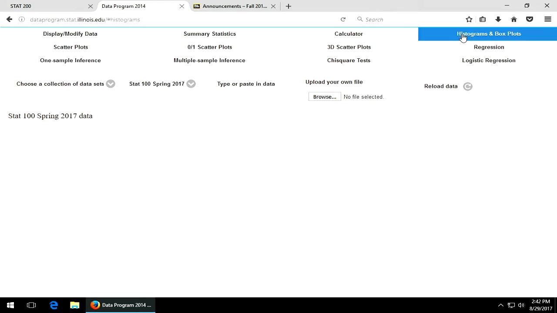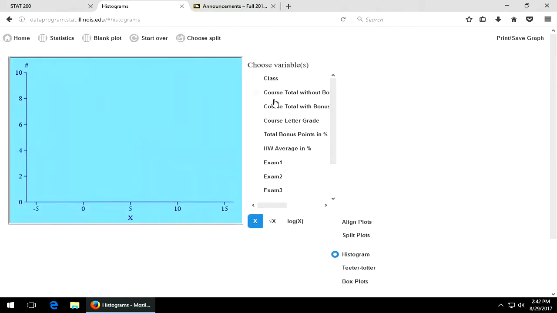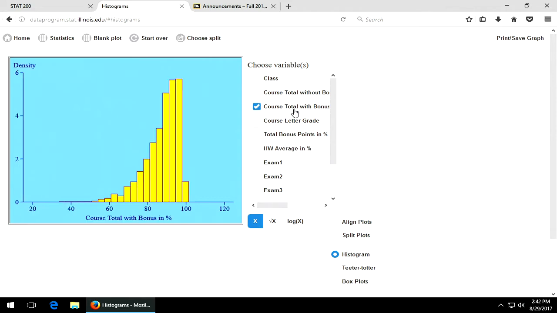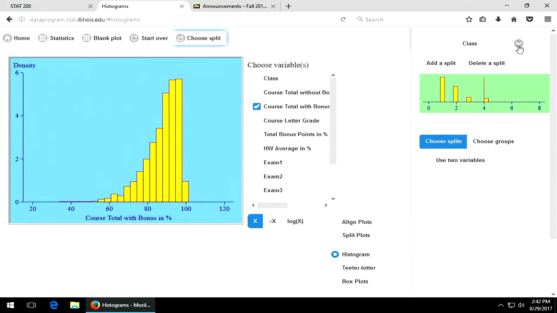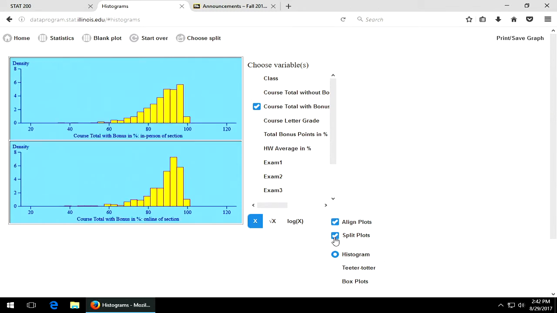Let's first look at histograms and box plots. Why don't we just go to the end of the course. Course total with bonus. This is what your grade is going to be based on, all right? So this is going to be a numerical variable. This is what you get at the end. So let's look at that. This is the Stat 100 grades, and we want to choose a split on the section. More people took the in-person, and this is the online. So that's the split we're going to choose, and we'll split the plots right here.